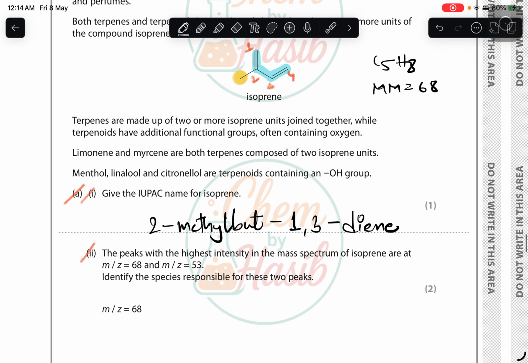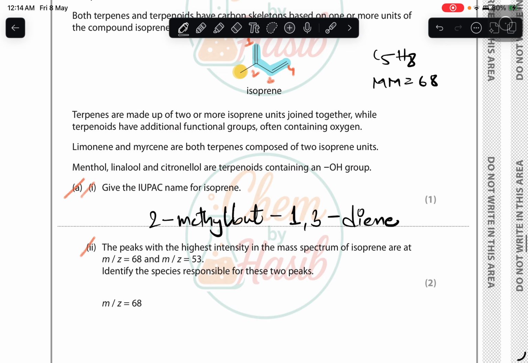So let us draw the structural formula. This would be CH3. This would be C double bond CH2. This would be CH double bond CH2. So this is the structural formula of this compound. This is the structural formula of isoprene. You give a square bracket, you give a positive charge. Your answer is wrong if you don't give a positive charge, because the species responsible has to be a cation.